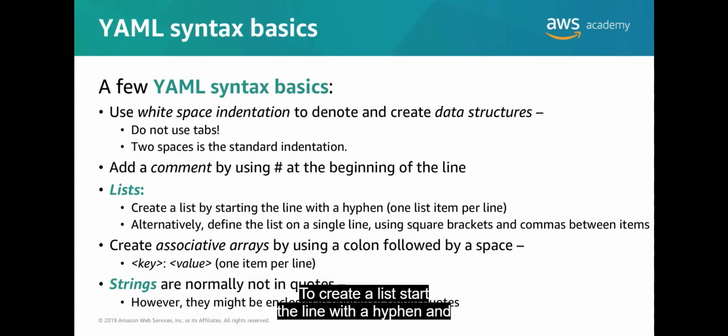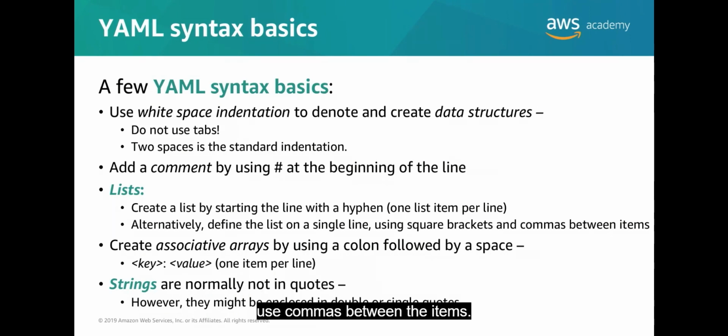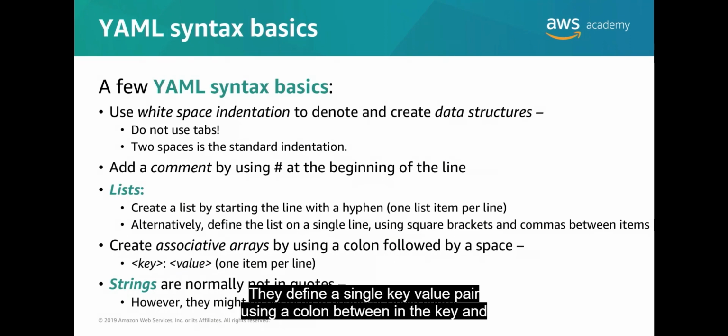To create a list, start the line with a hyphen and write only one list item per line. Alternatively, you can define an entire list by putting multiple items on a single line. However, to use this list structure, you must surround the list in brackets and use commas between the items. To create an associative array, use a colon followed by a space. Like JSON, YAML documents store key-value pairs. They define a single key-value pair using a colon between the key and the value. And you need to use one item per line.